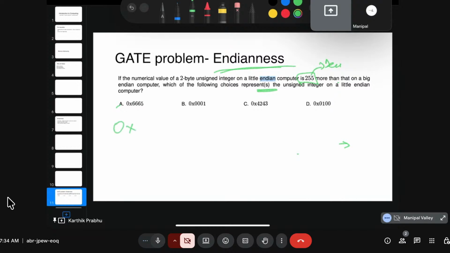So now we have 0x6665, and in big endian it is 0x6566. So really the only difference is between these two by bits, right? So we'll check these two in particular. I don't want to solve out the whole thing, like calculate the full number, because that takes a lot of time.